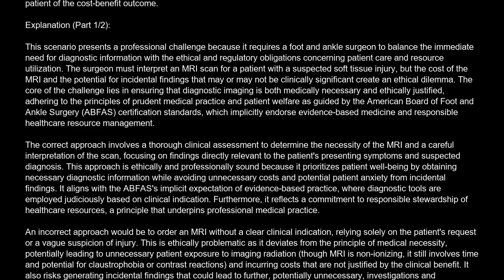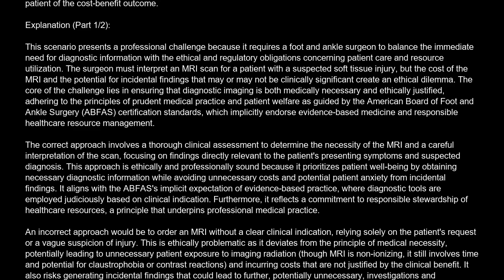The correct approach involves a thorough clinical assessment to determine the necessity of the MRI and a careful interpretation of the scan, focusing on findings directly relevant to the patient's presenting symptoms and suspected diagnosis. This approach is ethically and professionally sound because it prioritizes patient well-being by obtaining necessary diagnostic information while avoiding unnecessary costs and potential patient anxiety from incidental findings. It aligns with the IBFAS implicit expectation of evidence-based practice, where diagnostic tools are employed judiciously based on clinical indication. Furthermore, it reflects a commitment to responsible stewardship of healthcare resources, a principle that underpins professional medical practice.